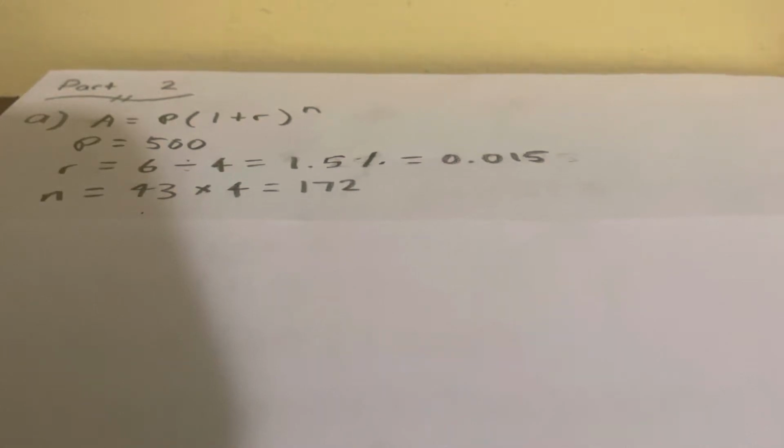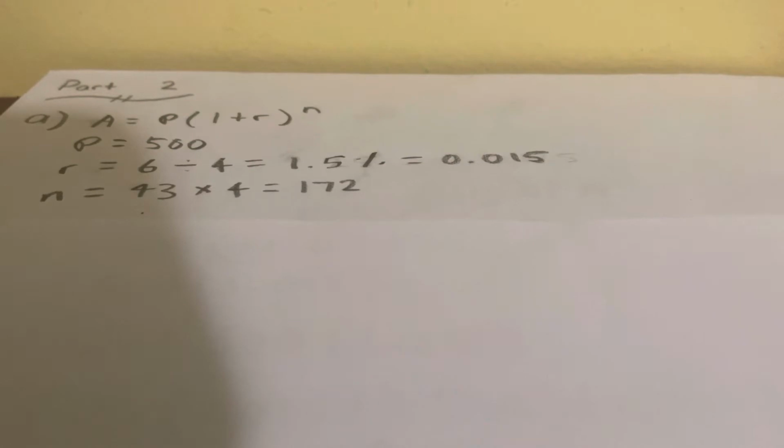Assessment Task 3, Part B. Question A. Question A is a superannuation question where it says, through working out the first three periods, determine the value of a superannuation fund where $500 is contributed quarterly for 43 years at an interest rate of 6% per annum, compounded quarterly.